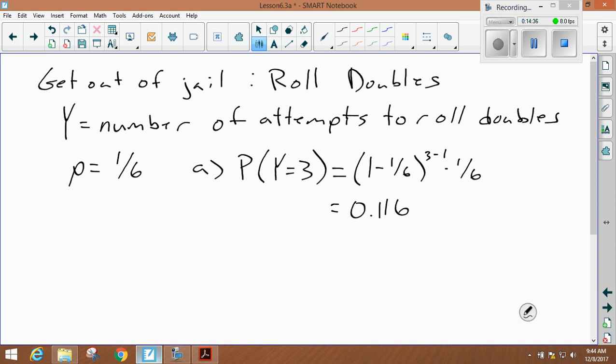That's the probability that you try to roll doubles, nope. You try to roll doubles, nope. And then the 3rd time, yes, you get it, right?